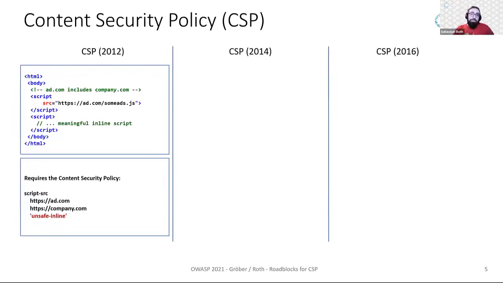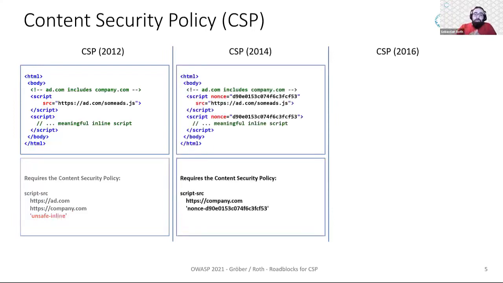Therefore, in 2014, they added support for nonces to the CSP standard. And by embedding such a nonce as an attribute to a script tag, as you can see in the code snippet here, we can now allow trusted script tags to be executed. So we can also allow inline scripts to be executed. However, ad.com still adds company.com programmatically. Thus, we still need to allow this domain in addition to the nonce in our CSP allow list.